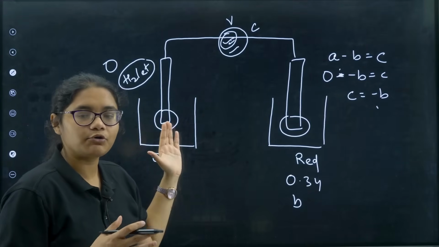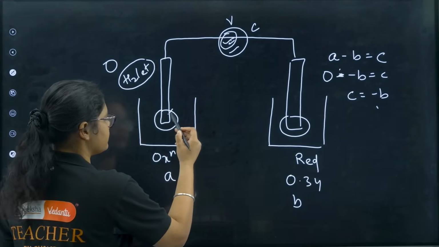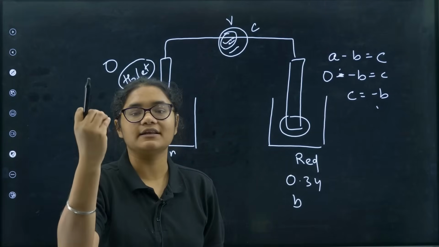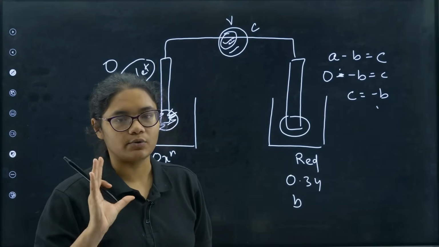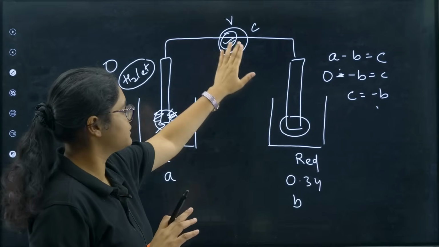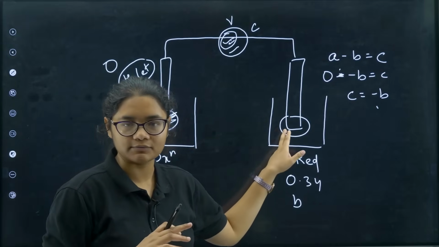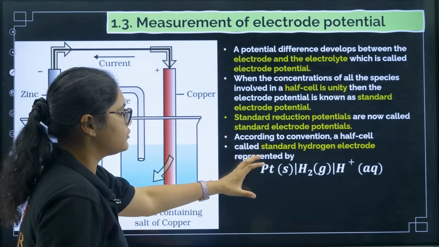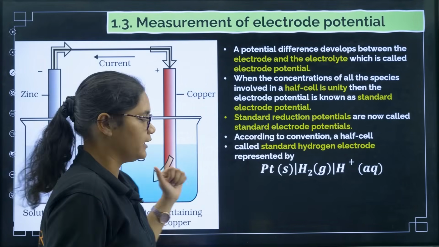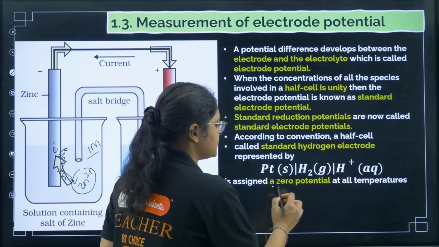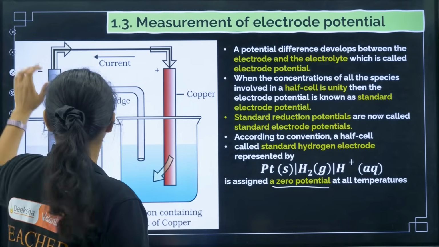In the hydrogen electrode also there will be some potential difference, right? But it is taken as a reference and it is assumed to be 0. So if this is 0, then whatever difference comes will be nothing but the electrode potential of the other one. That is how we can use the hydrogen electrode as a reference electrode. It is represented like this, and its potential is assigned to be 0.